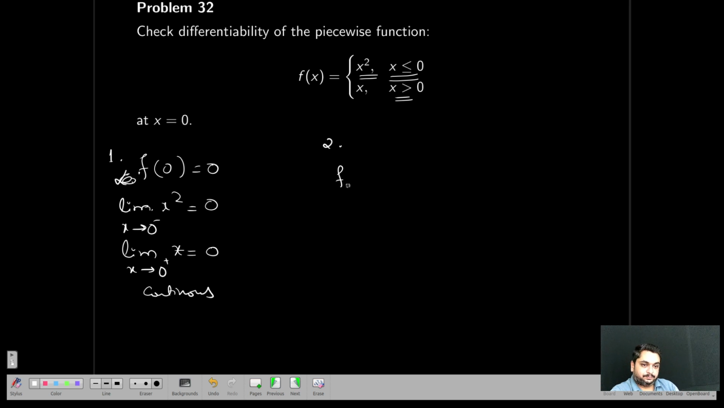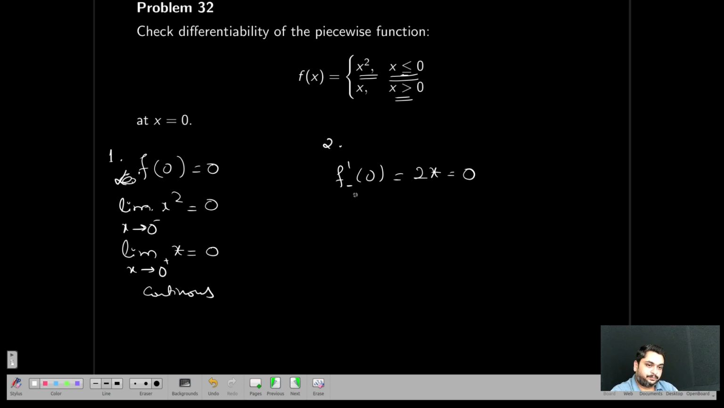Left hand derivative at 0. So what will be the derivative? This is less than or equal to 0, so I have to consider this. Differentiation of 2x squared gives 4x, so this will be 0.